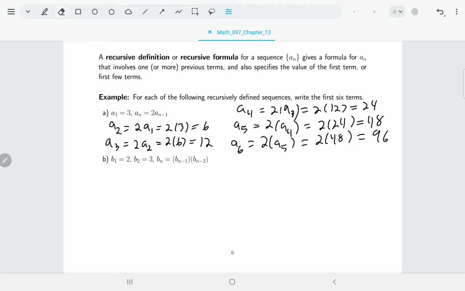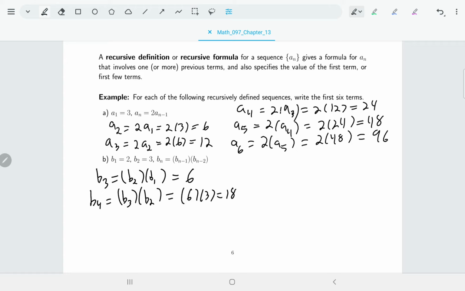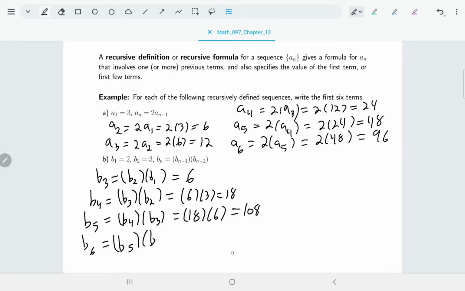And once we know the first term and the second term, we can use them to generate the third term. b3 should be b2 times b1, which is 2 times 3, or 6. b4 should be the two previous terms multiplied together, b3 times b2, which is 6 times 3, which is 18. b5 is the two previous terms multiplied together, b4 times b3, that's 18 times 6, and that turns out to be 108. And lastly, b6, the sixth term in the sequence, we have the previous two terms multiplied together, b5 and b4, so that's 108 times 18, which is 1,944.